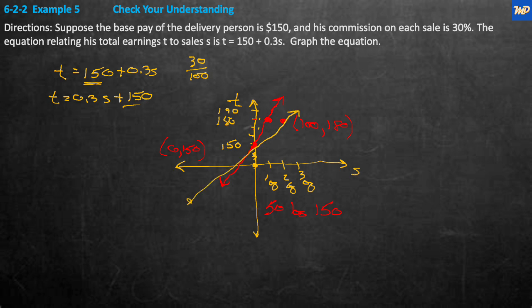But the slope would have still been the same. The picture wouldn't be the same, but numerically it would still be the same because I would have gone up 30 and out 100. Okay? So just something to keep in mind that the slope of the line can look different depending on what numbers you put on the graph.